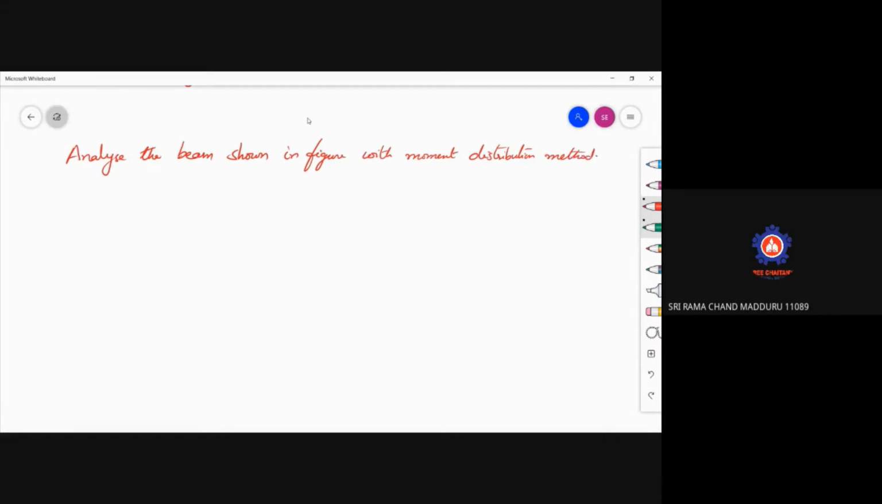So in this class, we are going to analyze the given beam shown in the figure with moment distribution method. So here, draw the beam. A continuous beam is given. Here, an overhanging portion is there. And on the BC span, a UDL is acting.